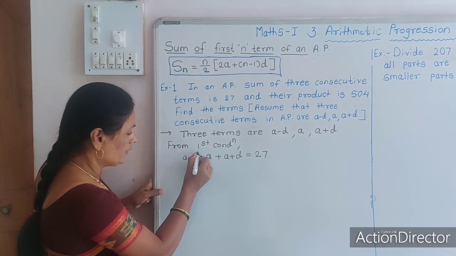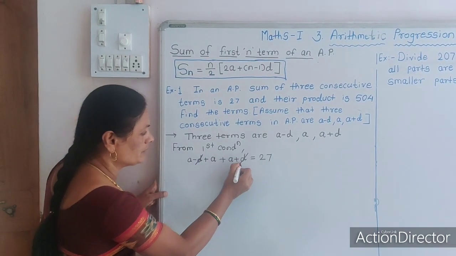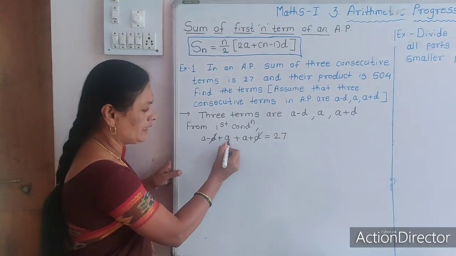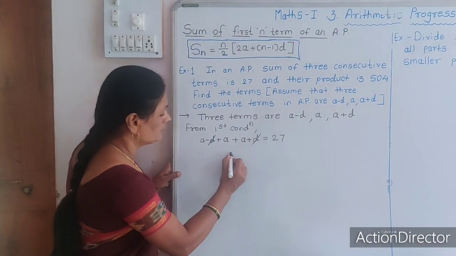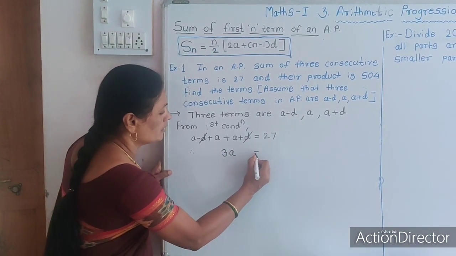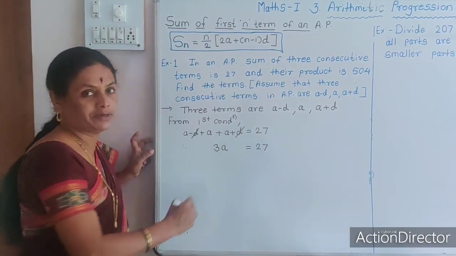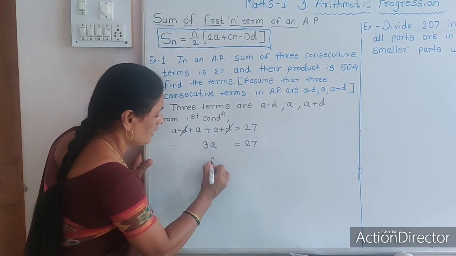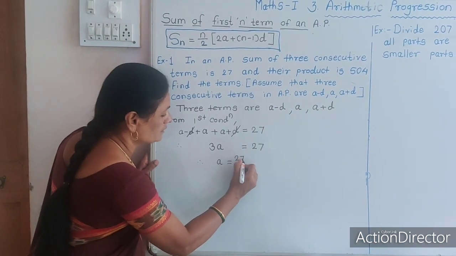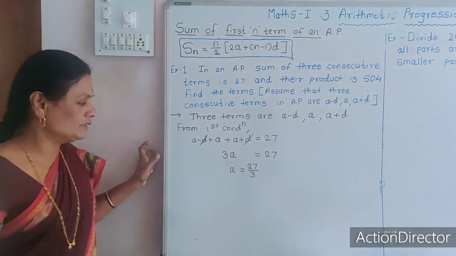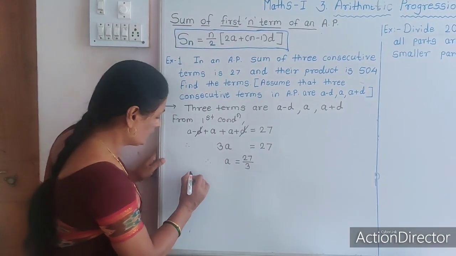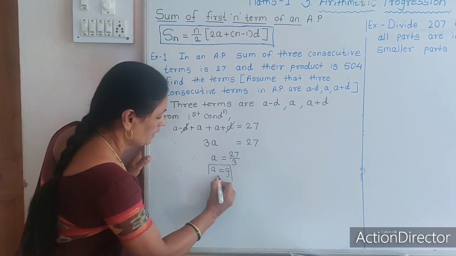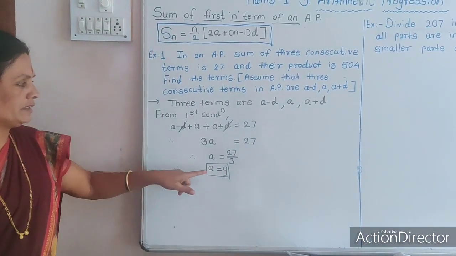Therefore, here minus d and plus d cancel. Now what remains is a plus a plus a. Therefore, 3a is equal to 27. Therefore, a is equal to 27 upon 3. Therefore, a is equal to 9. Look here, a is equal to 9.